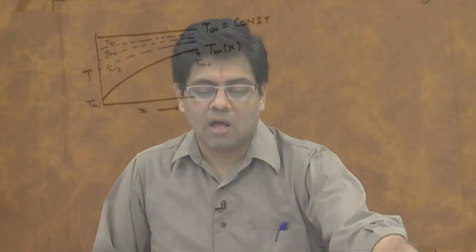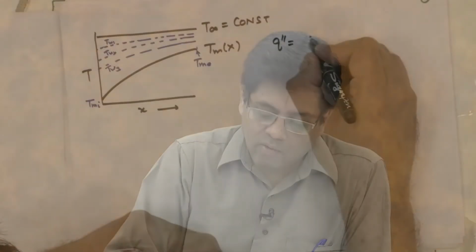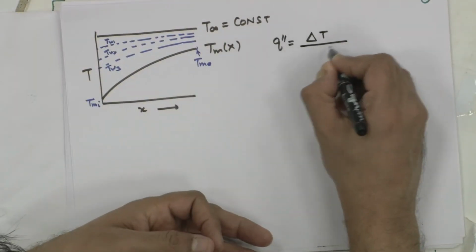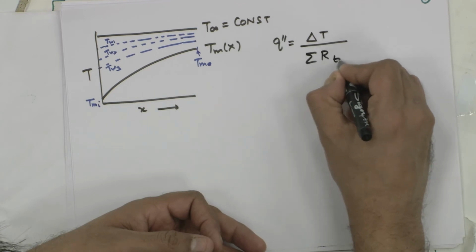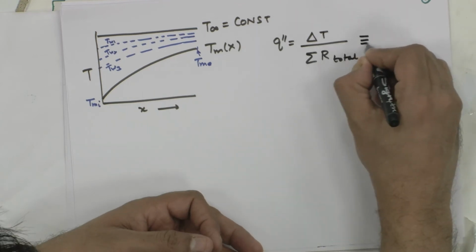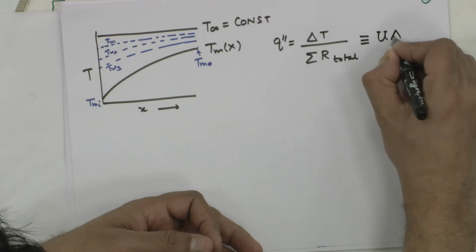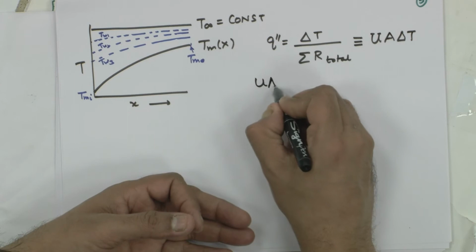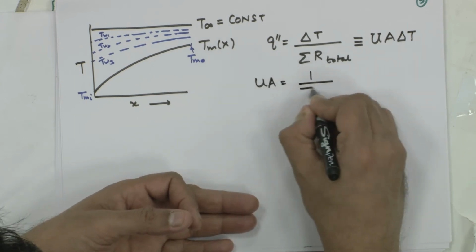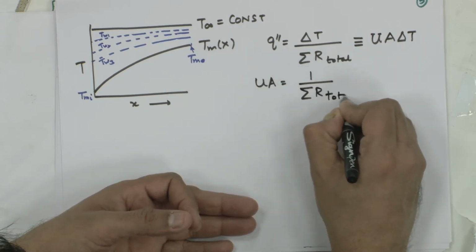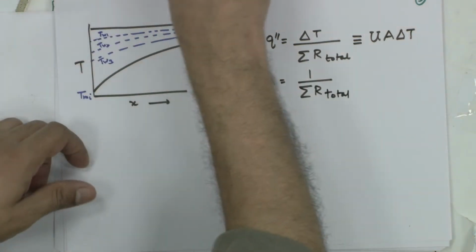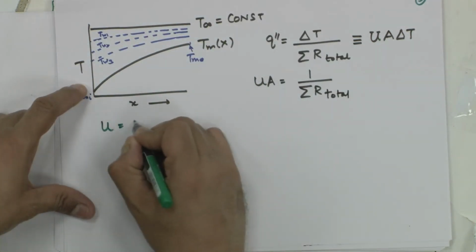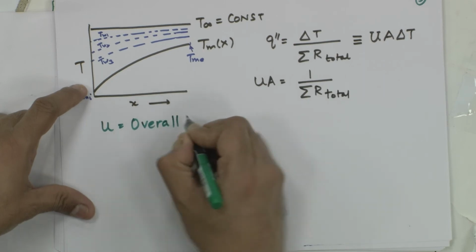can be calculated. Once this is known, this can be extended as Q double prime is equal to delta T divided by sum of R total, and this is resulting in an equation which looks like this, where U times A is nothing but 1 over summation of R total, and this U is called as the overall heat transfer coefficient.